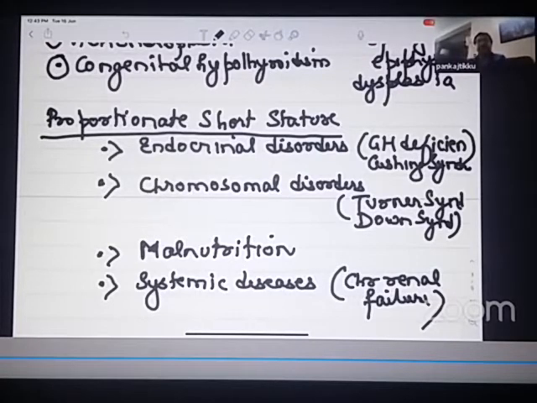Proportionate short stature means the upper segment to the lower segment ratio will match for that age. You understand? So examples: endocrinal disorders such as growth hormone deficiency, such as Cushing syndrome, then chromosomal disorders such as Turner syndrome, such as Down syndrome, malnutrition, systemic diseases. These are examples of proportionate short stature.